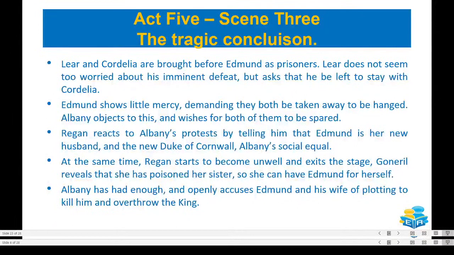Okay. At the same time, Regan starts to become unwell. All right, and she exits the stage. Goneril reveals that she has poisoned her sister so she could have Edmund for herself. So look, you might feel a little bit dizzy as we're going through these slides. Don't worry.